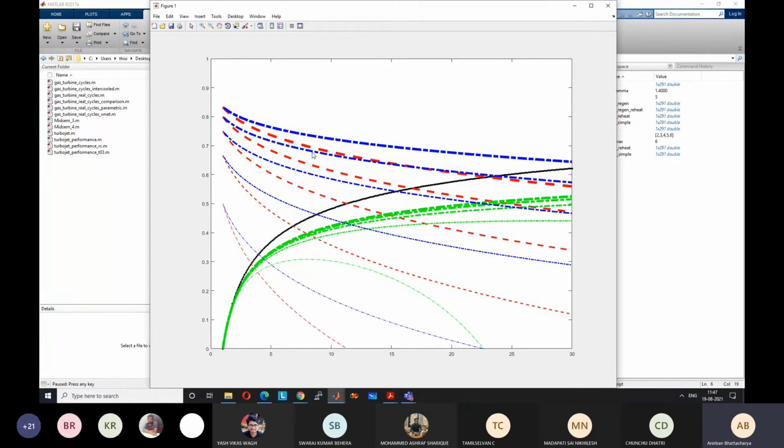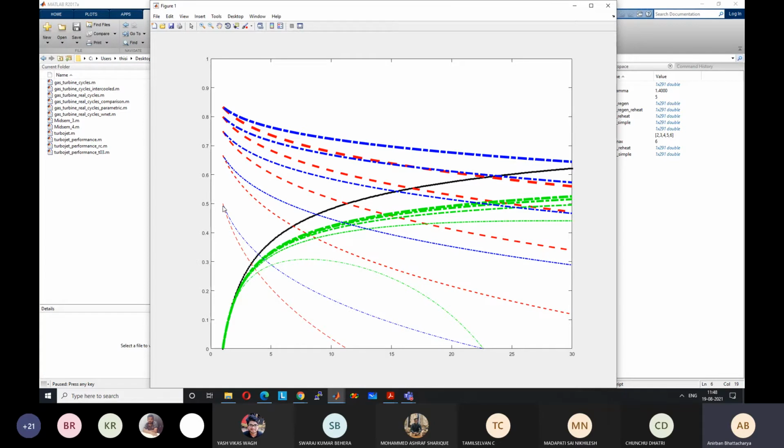So there is a difference we can see directly. The difference is that if you add reheat to the simple Brayton cycle, the efficiency is lower. Although the work output was higher, the efficiency is lower. But if you add reheat to the regeneration cycle, the efficiency becomes higher.